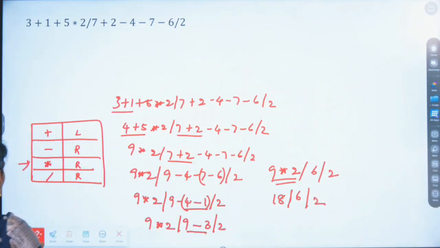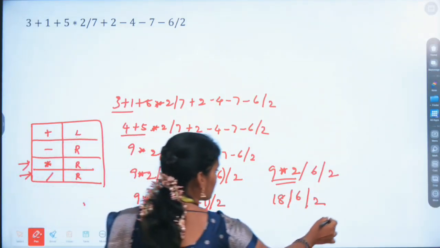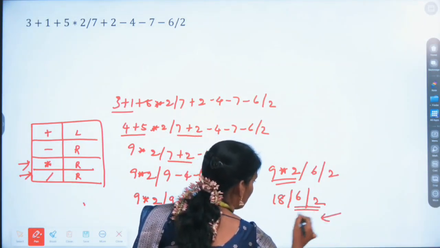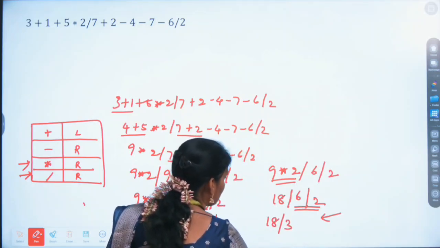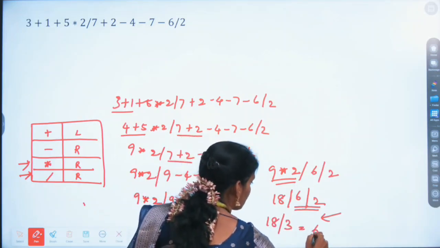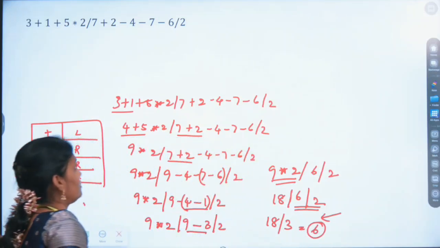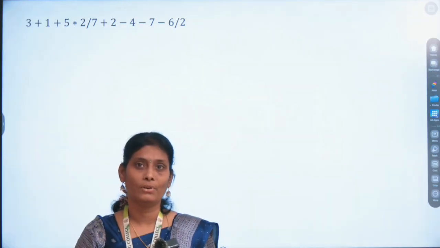The next priority is the division operation. The associativity is right-hand side, so from right we have to evaluate. First we need to perform 6 by 2. So 18 by 6 by 2 is 3. Again 18 by 3 is 6, and this is your final result. Thank you. We will continue in the next video.